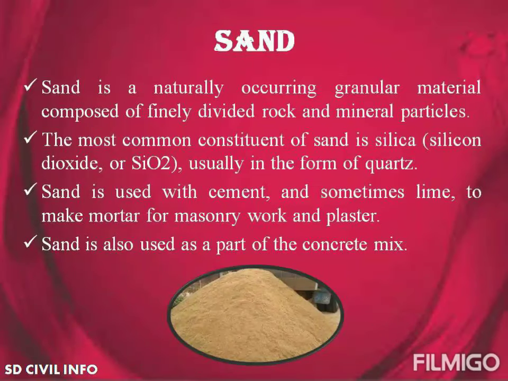The next one is sand. Sand is a naturally occurring granular material composed of finely divided rock and mineral particles, and the most common constituent of sand is silica, usually in the form of quartz. Sand is used with cement and sometimes with lime to make mortar for masonry work and plastering work, and it is also used as a part of the concrete mix.